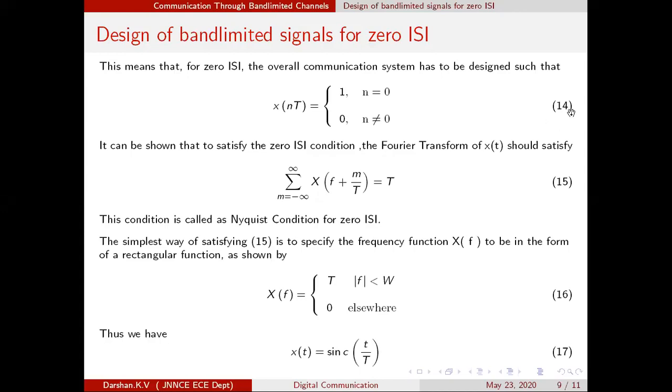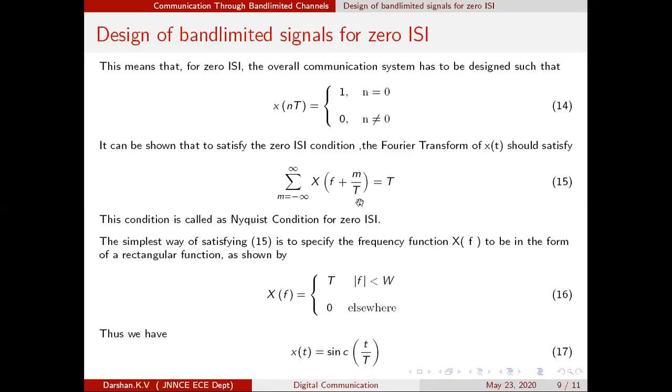But to make equation number 14 happen, the Fourier transform of x of t should satisfy a particular condition. What is the condition? This is condition number 15. So what does this condition say? Sigma of X of f plus m divided by T is equal to T.